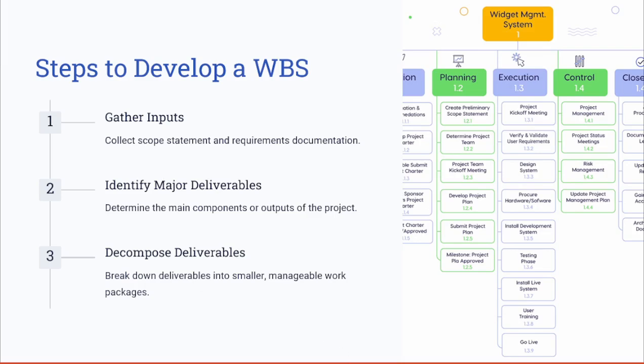Let's now have a look at the steps to develop a WBS. Developing a WBS involves several key steps, starting by gathering the inputs such as the scope statement and requirements documentation, where you have defined the scope and set the deliverables. So you now need to break these deliverables down, which is the next step. Here we say identifying the major deliverables or components that the project is intended to achieve or deliver.